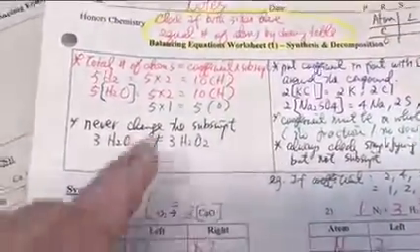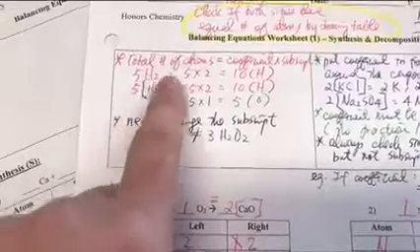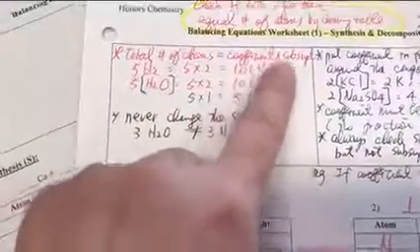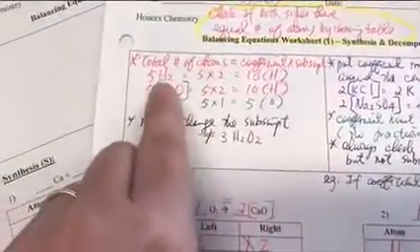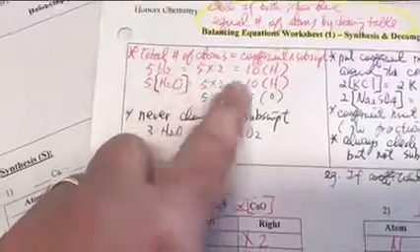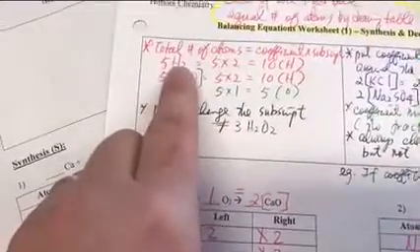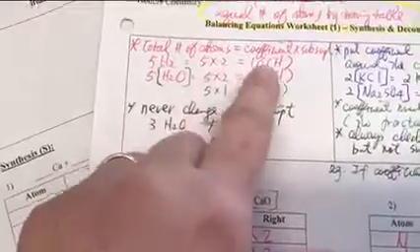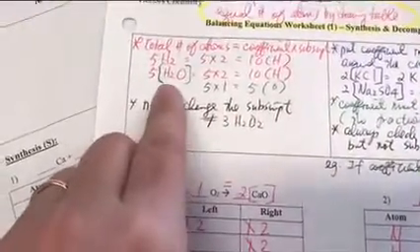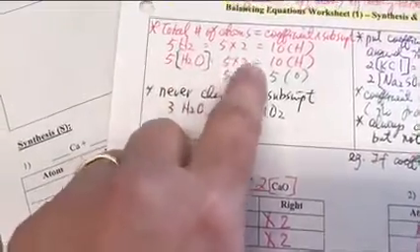So the first note is: how do you figure out the total number of atoms? You take the coefficient times the subscript. For example, if I have 5 H2, how do I find out how many hydrogen? We take the coefficient times the subscript, so 5 times 2 is 10 hydrogen. If I have 5 H2O, for hydrogen we do the same thing: 5 times 2 equals 10 hydrogen.